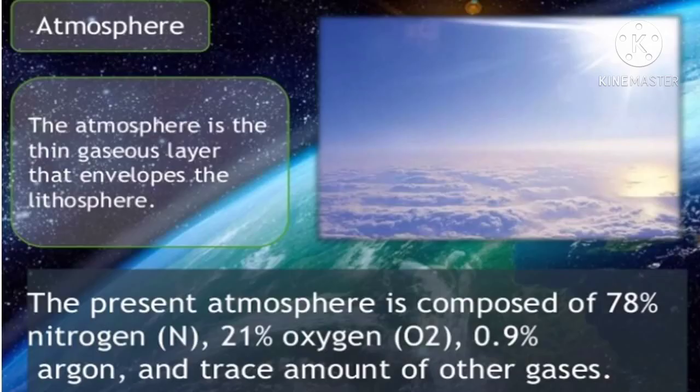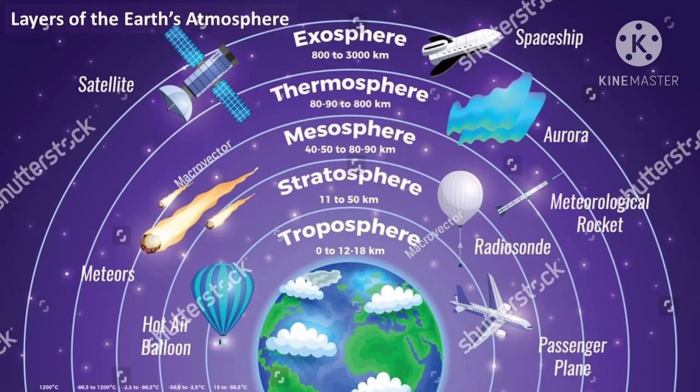The third subsystem is the atmosphere. The atmosphere is the thin gaseous layer that envelopes the lithosphere. The present atmosphere of the Earth is composed of 78% nitrogen, 21% oxygen, 0.9% argon, and trace amounts of other gases. The composition and percentage of these gases makes the Earth different from other planets. These are the layers of the atmosphere.